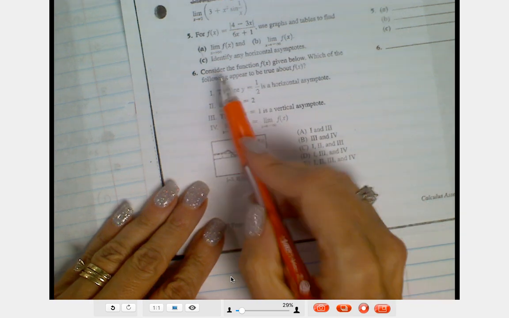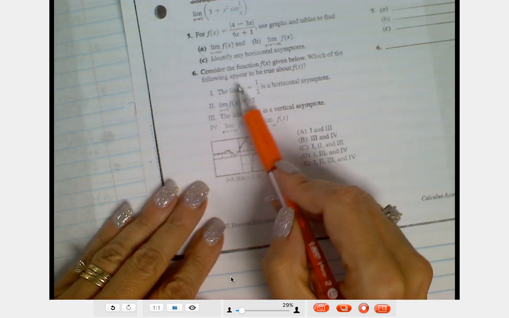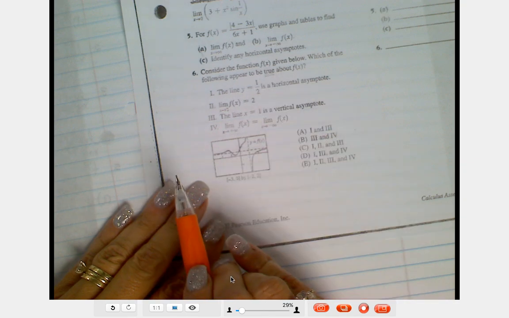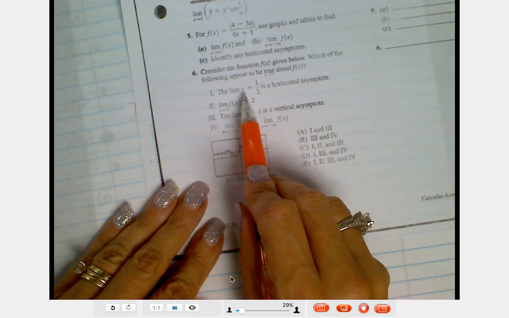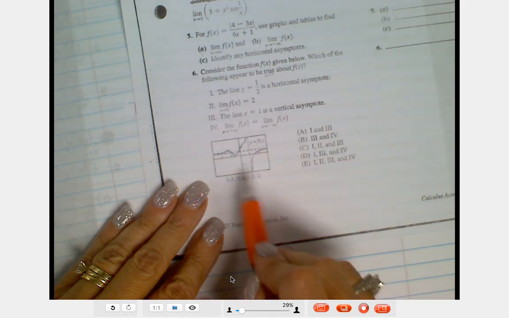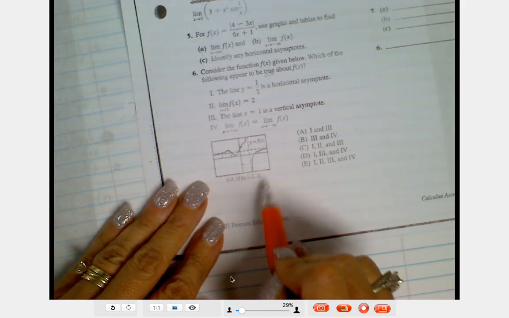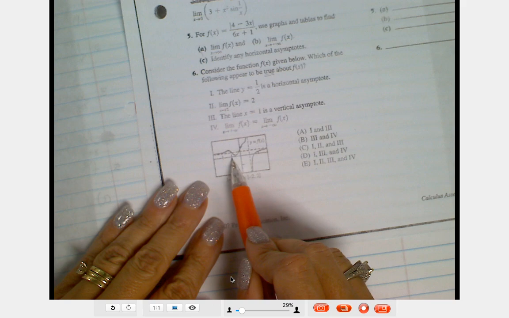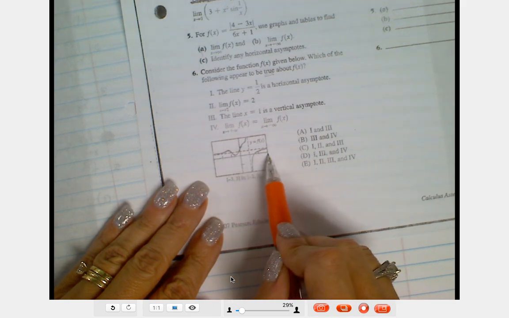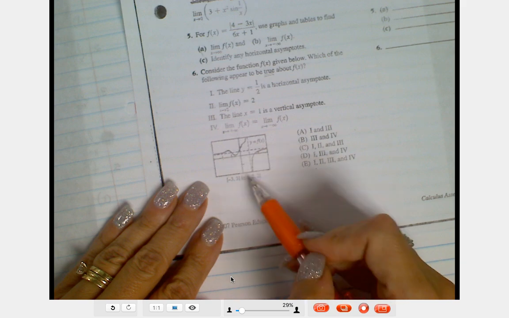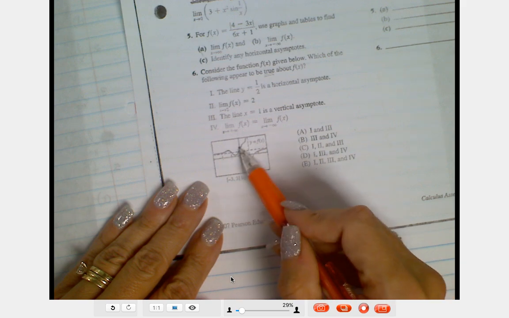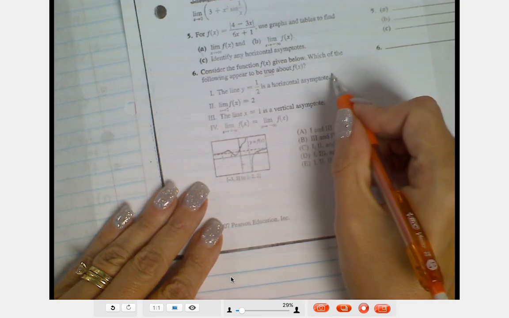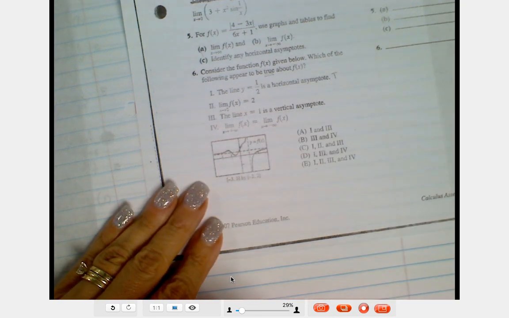Okay, let's look at number 6, and I'll have to show you this one right here. All right, it says, consider the function f of x given below. Which of the following appears to be true about f of x? The line y equals 1/2 is a horizontal asymptote. If you'll look at the scale down here, it goes from -3 to 3, and this is from -2 to 2. So yes, there is a horizontal asymptote at y equals 1/2.